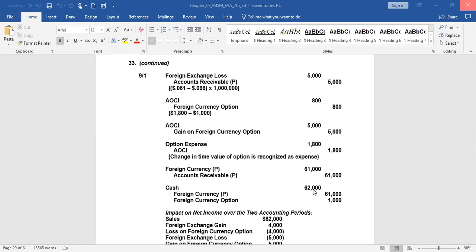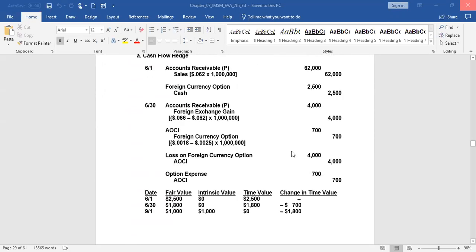And it's a good thing we did. So we debit cash for the actual amount of US dollars we'll get for those 1 million pesos, 0.062, what we locked in with the option, times 1 million pesos. Credit that new account we just debited, foreign currency, and then credit the difference to the foreign currency option. Now your foreign currency option account is gone. Your foreign currency account is gone. Accounts receivable is 0. The only thing that will have a balance is your option expense.